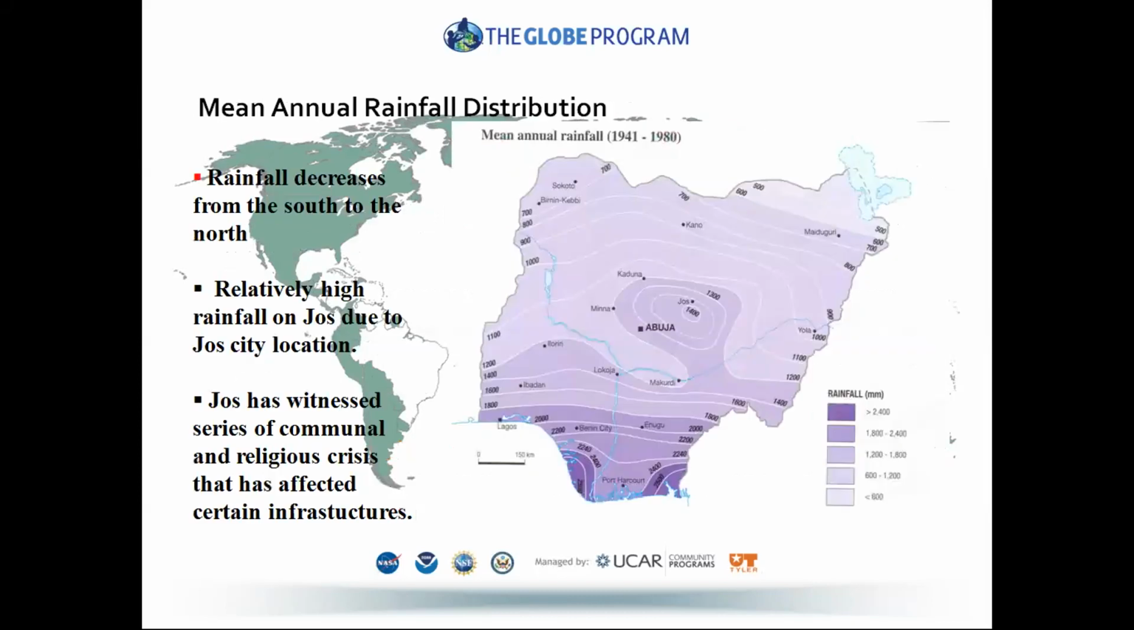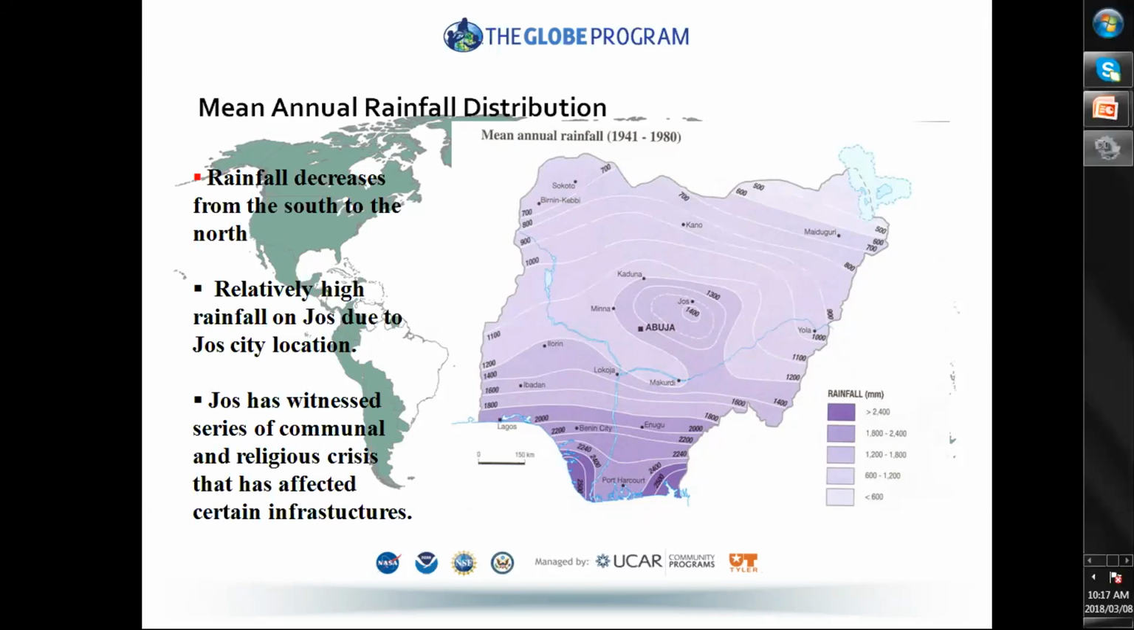Then this is a slide showing the mean annual rainfall from 1941 to 1980 within the whole country. I think Dr. Akinwumiju will be presenting more on this. We discovered that the rain decreases from the south to the north. And there is relatively high rainfall on Jos, located on the high plateau, and that gives rise to very low temperature when you compare to other cities within the north.